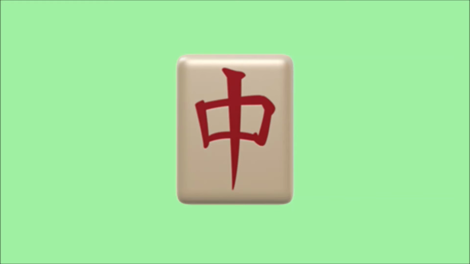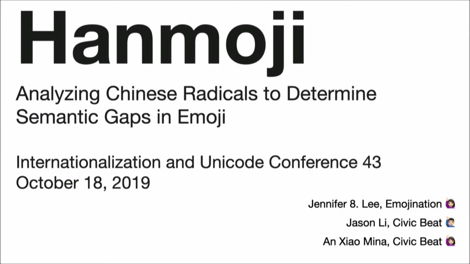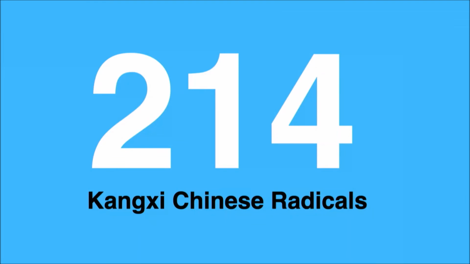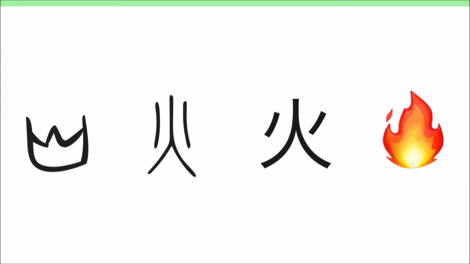So I'm Jenny Lee. I'm on the emoji subcommittee, a vice chair, one of many. And I'm going to talk about emoji. In 2019, I came and gave a presentation that was very academic, analyzing Chinese radicals to determine semantic gaps in emoji. It was an analysis and comparison of Chinese radicals, of which there are 214, and their parallels to modern day emoji.